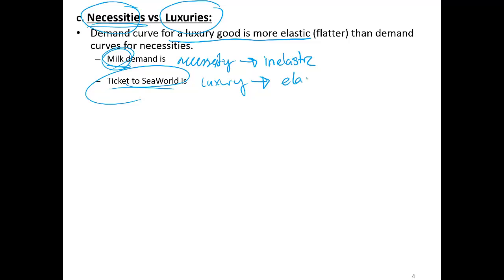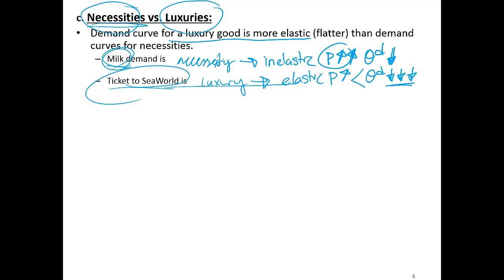Luxury products have elastic demand, which means if you increase the price of milk, quantity demanded goes down just a little bit. So I'm going to put 2 arrows here. Price goes up, quantity demanded goes down just a little bit. For SeaWorld tickets, price goes up. Let's say people are going to give up a lot on SeaWorld tickets. So I put 3 arrows. The response will be huge. So I'm putting greater than, showing you the strength of the magnitude. So here, the response in quantity demanded to a price increase is huge.